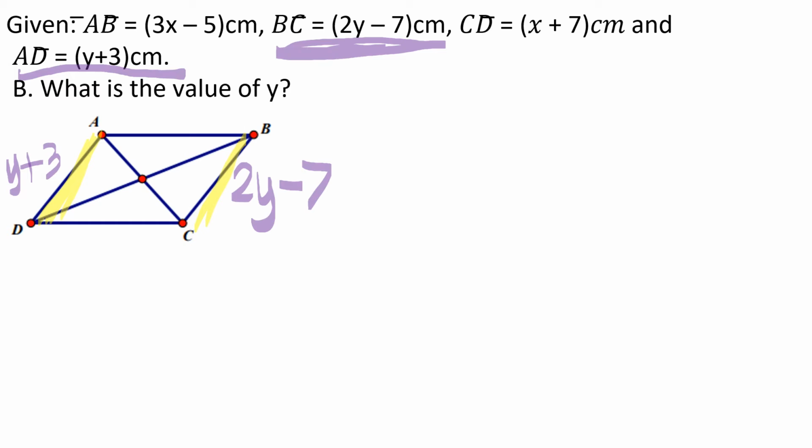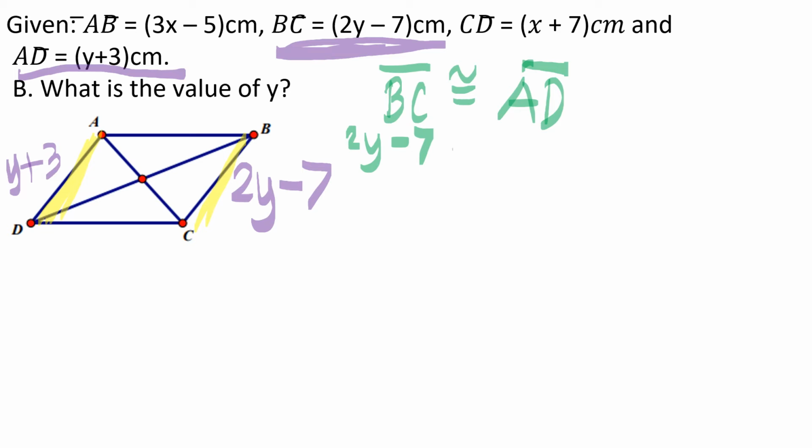What's property number 1 of a parallelogram again? Two opposite sides of a parallelogram are congruent. So we will put that side BC is congruent to side AD. Okay, so what's the value of BC? That is 2y minus 7 equals the value of AD, y plus 3.